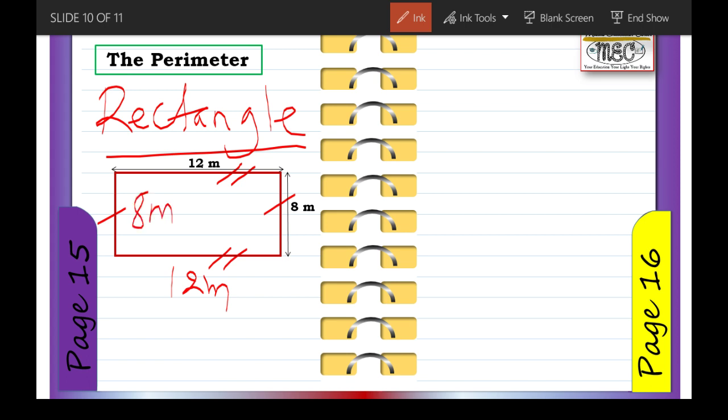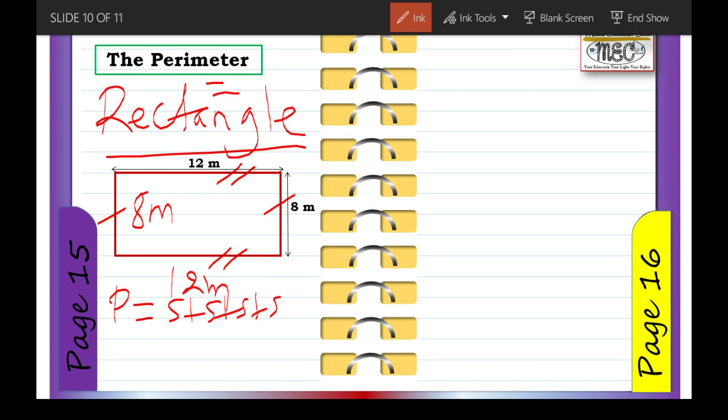Now for the rectangle, the perimeter is equal to the side plus side plus side plus side. Generally, when we are finding the perimeter of any shape, you add all the sides. If a shape has 5 sides, we add the length of those 5 sides. But the rectangle has 4 sides. Now, the 2 sides are equal.